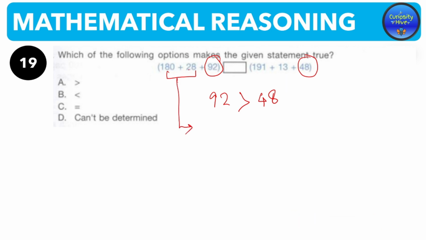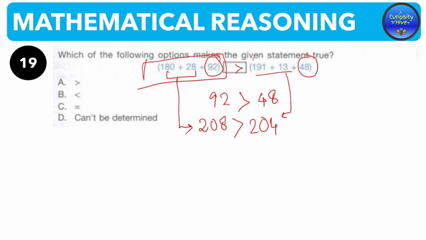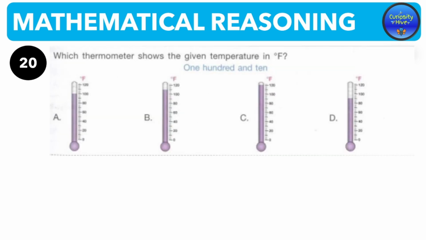Now 180 plus 20, number bond, 208. So the answer is 208 this side. And let's see what is this. Now 3 plus 1 is 4. 1 plus 9 is 10, 0 carry 1, and 1 plus 1 is 2. Now among 208 and 204, 208 is greater. So this side is greater than the other side. So our right answer is option A. Isn't this quicker?